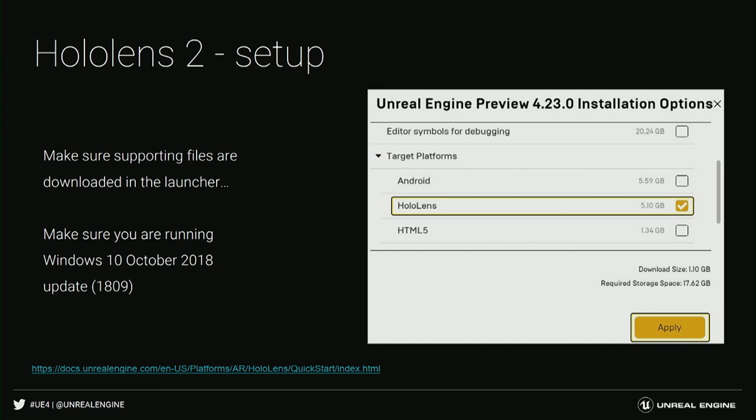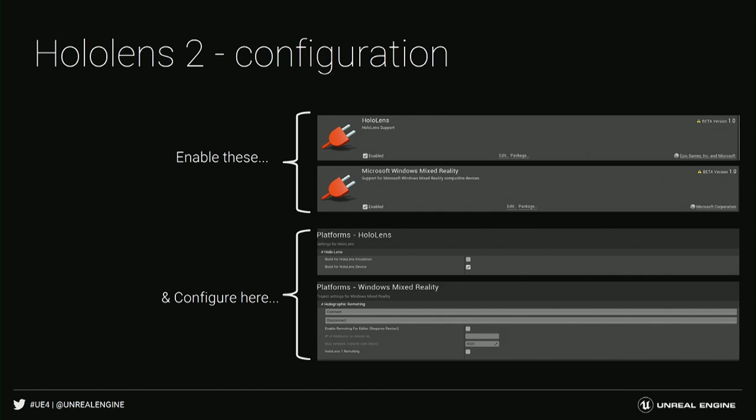If you don't have a device, don't worry, the HoloLens plugin also supports emulation, so you can still iterate on your projects without one. And you can also emulate on a VR device. Once all the prereqs are installed, you just need to enable these two plugins, the HoloLens plugin and the Windows Mixed Reality plugin. And once all of these are configured, project development's pretty standard. We're expecting 4.24 to be stable enough to build content on, but we wouldn't recommend building shipping content until about 4.25 at a minimum.